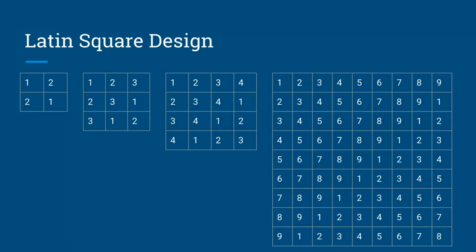Now, the basics of a Latin square. They can be 2 by 2, 3 by 3, or even 9 by 9. The construction allows for random combination to occur.